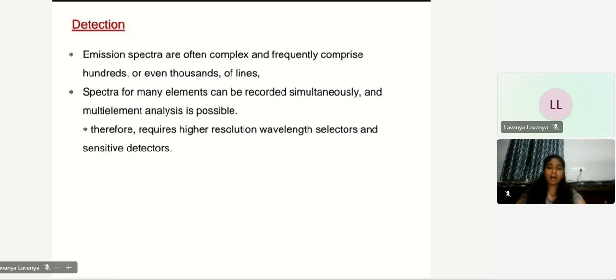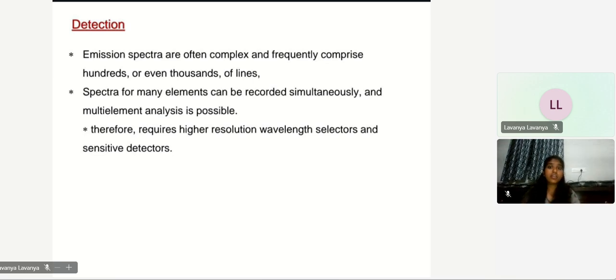Detection of spectra are often complex and frequent, comprising hundreds and even thousands of lines. Spectra for the many elements can be recorded simultaneously and multi-element analysis is possible. Therefore, it requires high-resolution wavelength selectors and sensitive detectors. So here in atomic emission spectroscopy, the spectrum is very complex.